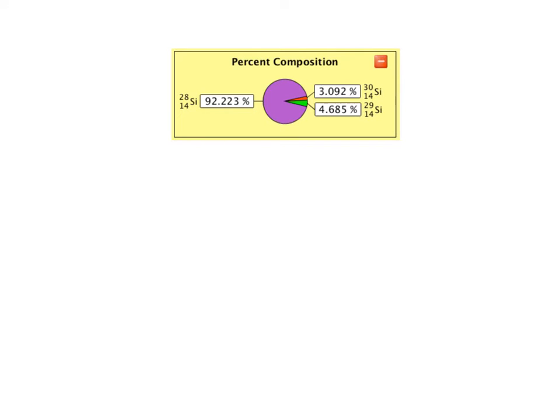Okay, so here's our solution and how we deal with the mathematics of calculating an average atomic mass. Our equation must take into account the abundance and the mass of each of the naturally occurring isotopes. Since we have three isotopes and three abundances, we're going to have three parts to our solution. So the average atomic mass will be the decimal form of 92.223%, 0.92223, times the mass of that particular isotope, which is 28 AMUs.